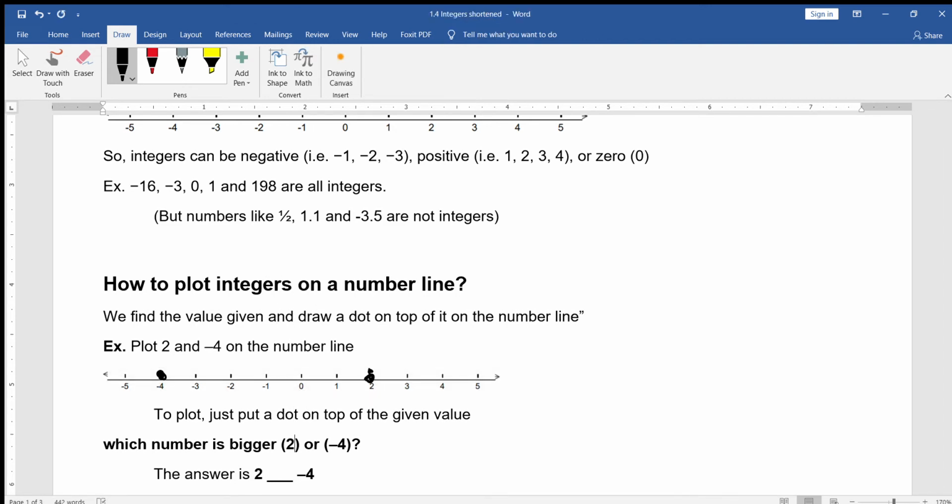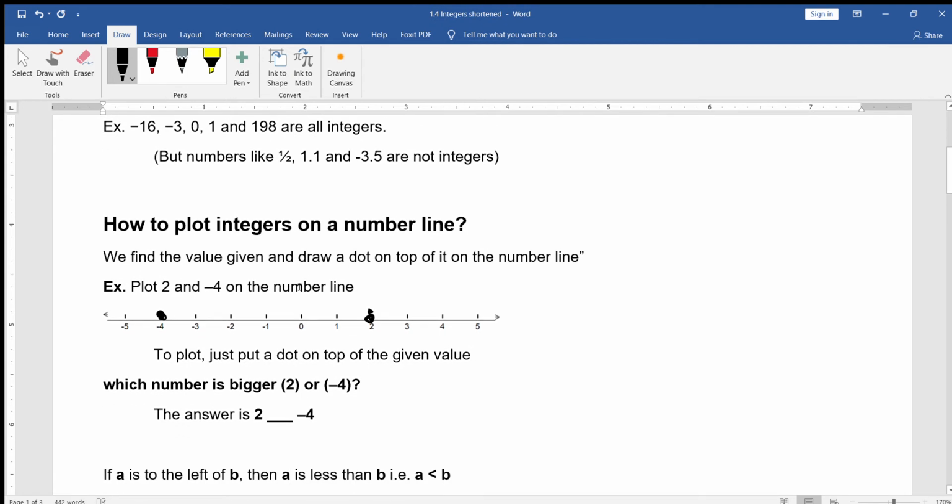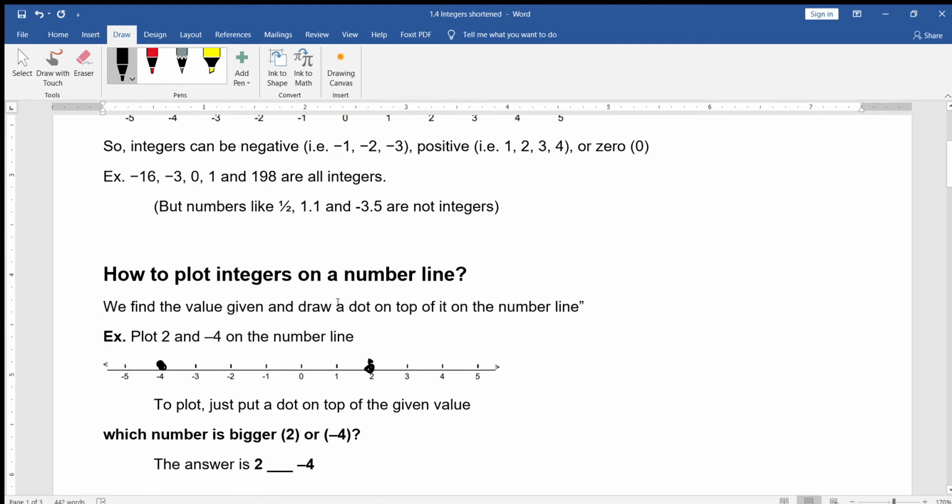Moving on, which number is bigger? Looking at the graph, which one is bigger, 2 or -4? It's 2. So the symbol is this one, greater than. And why is 2 bigger than -4? Well, because -4 is negative, first of all, and second of all, 2 is to the right of -4. The number to the right is always bigger than the number to the left.